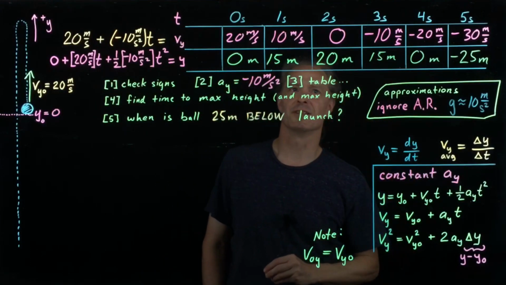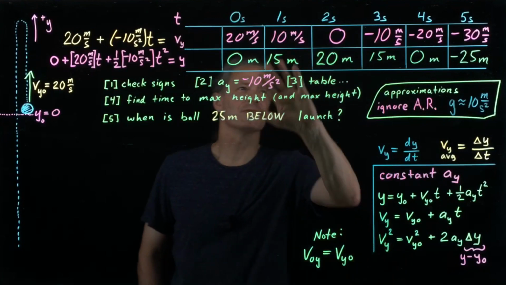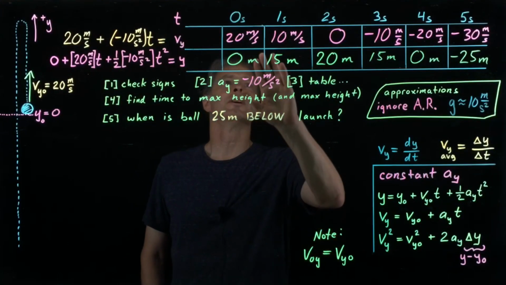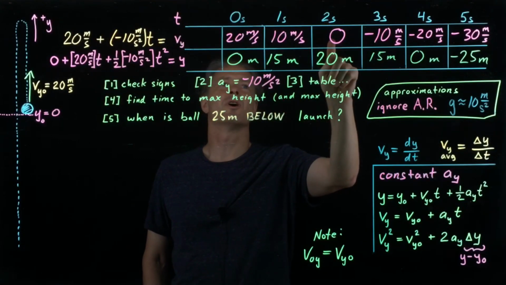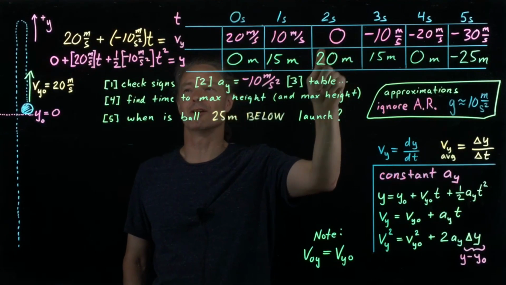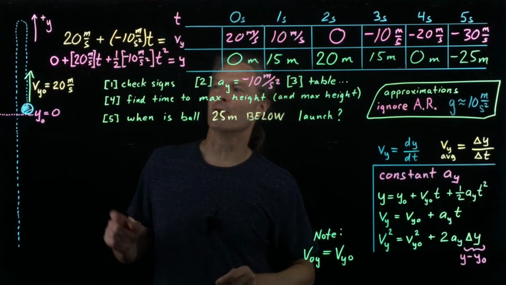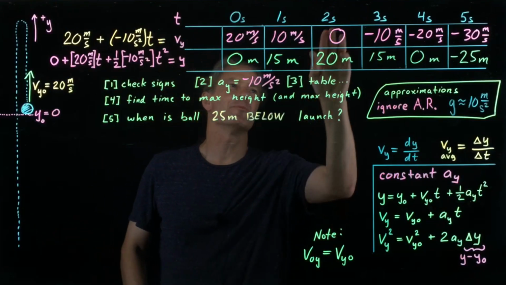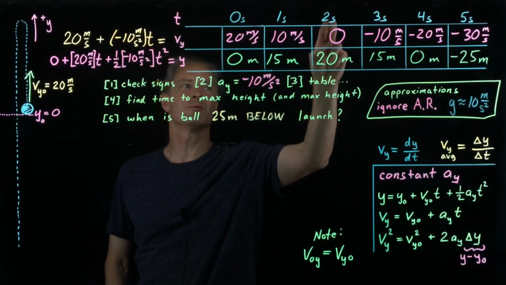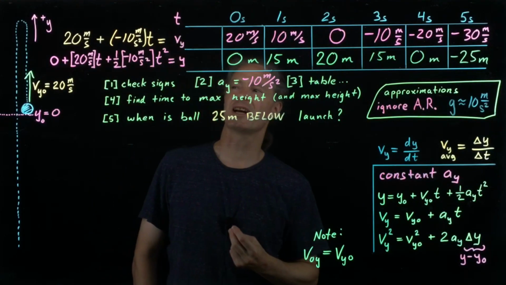All right, let's take a look at this. Putting all this together, at t equals 2 seconds, the y component of the velocity went to 0. That means it's in between going upward and going downward. That means at time t equals 2 seconds, the object has reached its maximum height.